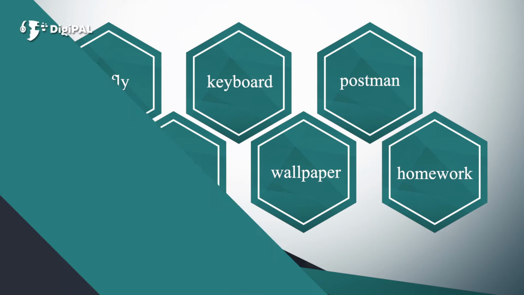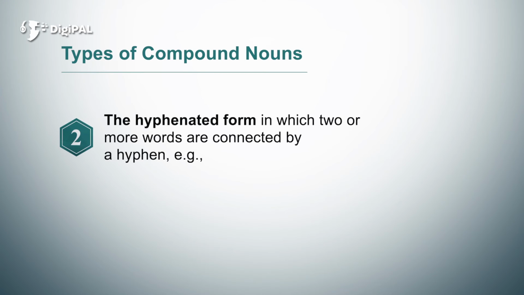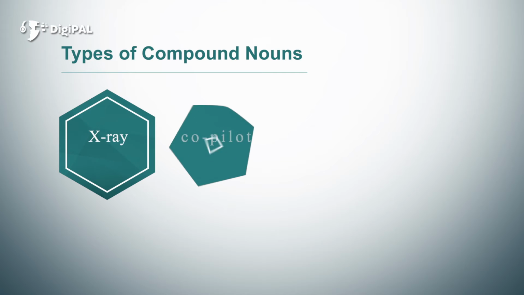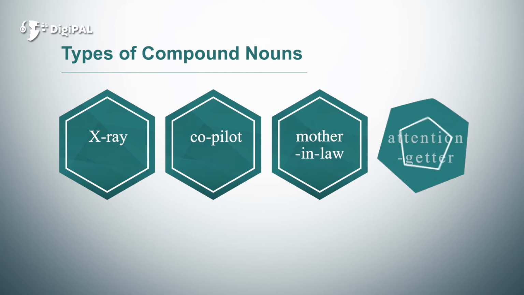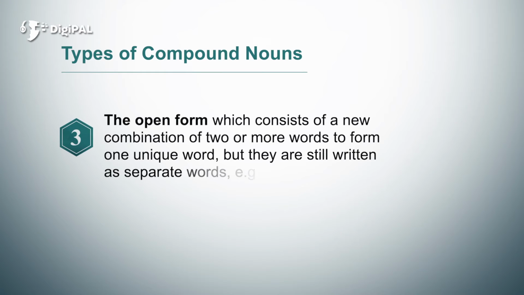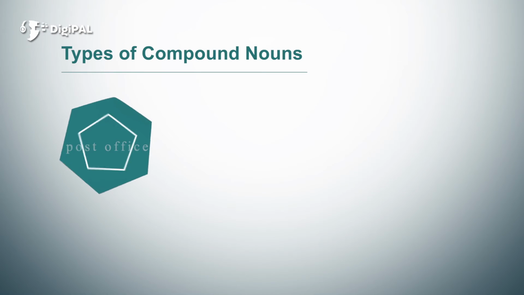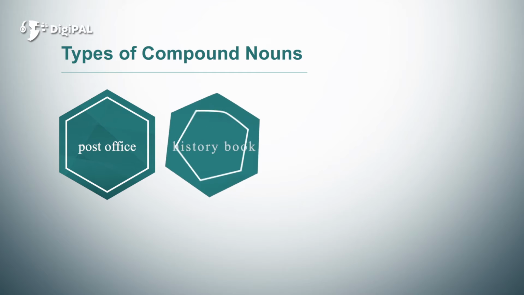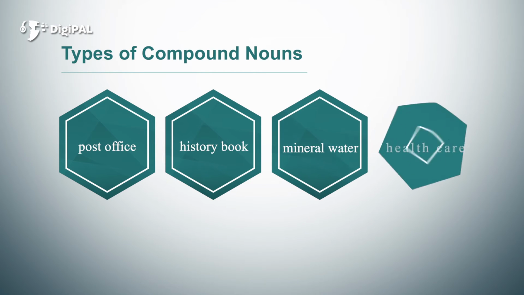Okay? The second type of compound nouns is what we call the hyphenated form, in which two or more words are connected by a hyphen. For instance, X-ray, co-pilot, mother-in-law, attention getter, troublemaker, and so on. The third type of compound nouns is the open form, which consists of a new combination of two or more words to form one unique word, but they are still written as separate words. Okay, so we have a post office, a history book, mineral water, healthcare.